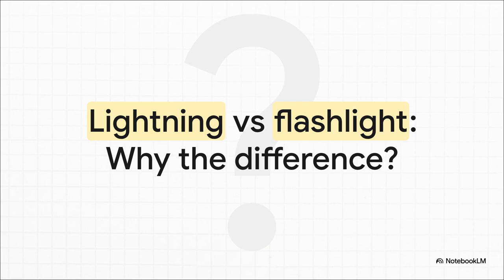Why is a chaotic lightning strike over in an absolute instant, while the flashlight in your hand provides a smooth, reliable, and continuous beam of energy? Right? Both involve the movement of electric charges, but the way those charges behave is vastly different. And today, we're going to unpack exactly why that is.